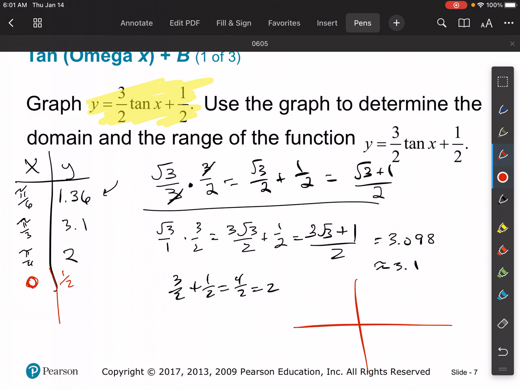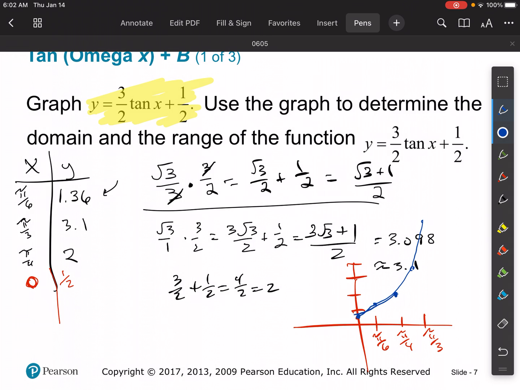Okay, so at 0, let's just do this at 1, 2, 3, 4. And then we're going to go here, we're going to go pi over 6, pi over 4, pi over 3. Okay, so at 0 we're at a half, right? And then at pi over 4 we're at 2. Okay, then at pi over 6 we're at 1.3 something or other, right in there. And then pi over 3 we're at 3.1. So we kind of have this kind of thing going on.